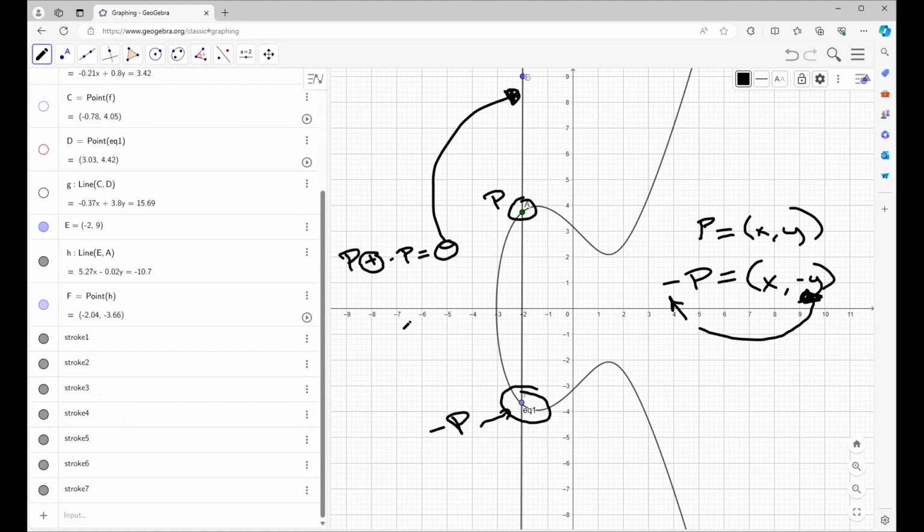So this is kind of a fair warning right now. Pay attention. This is a common mistake that students make. And it turns out this is actually pretty nice, because if you know P, finding its inverse is pretty quick and easy.